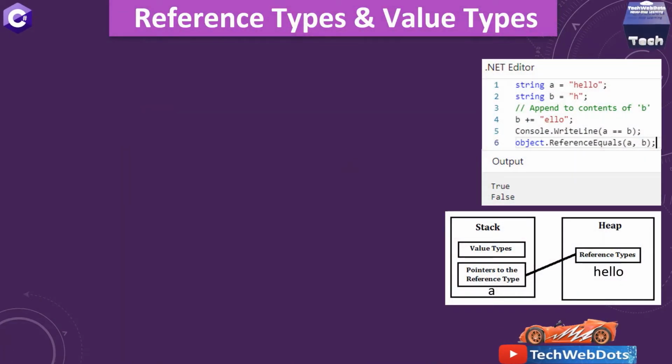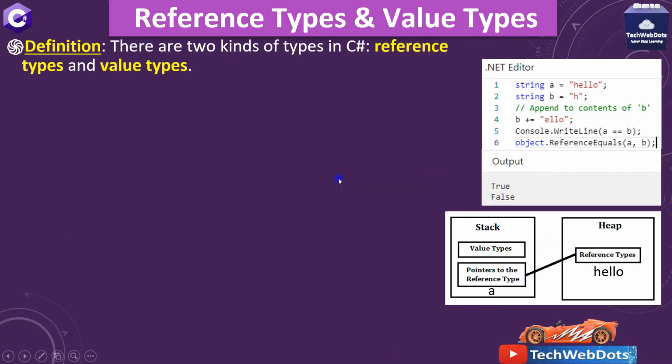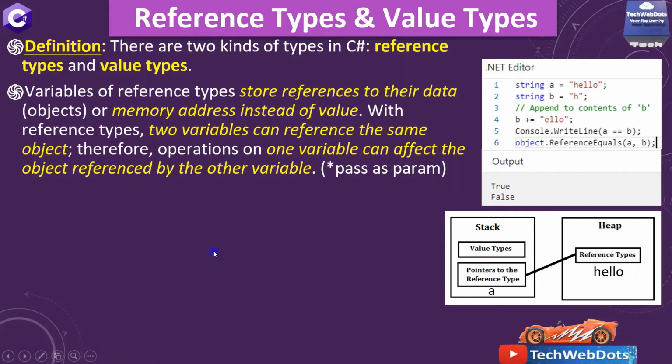But before that, I want to explain these two terms, reference type and value type, because I will use these two terms again and again throughout the session. So I thought it would be better for you to understand what reference type and value type actually are. According to a definition, there are two kinds of types in C#, reference type and value type. We generally apply these to data types, like integer, which comes under value type, and string, as you can see on the right-hand side, which is an example in the .NET editor, is of reference type.